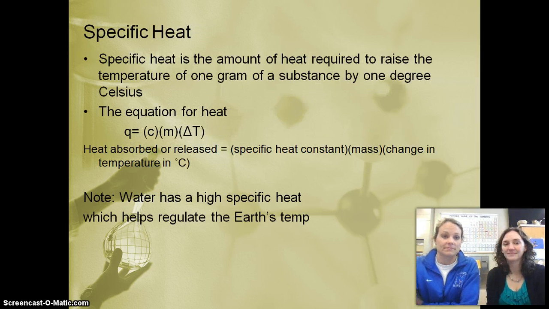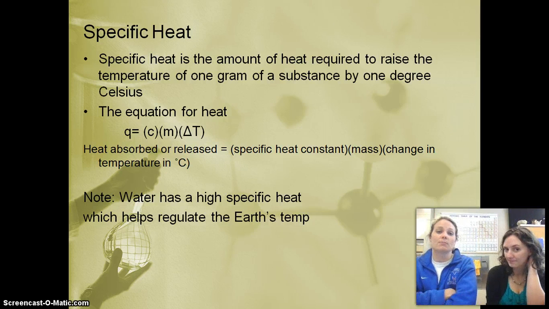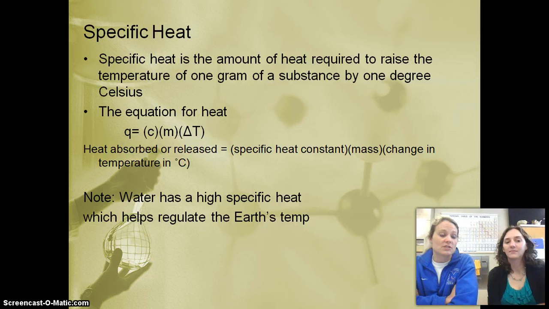Specific heat is the amount of heat required to raise the temperature of 1 gram of a substance by 1 degree Celsius. So how much heat is going to be given off? How much do we need to put in to raise it? All those wonderful things. So your equation for heat, here's that little q. Little q is equal to C times m times delta T. C is your specific heat constant.